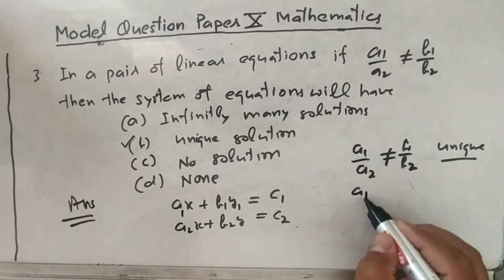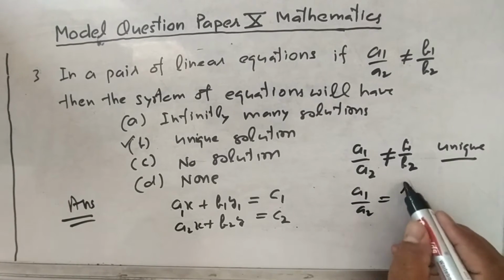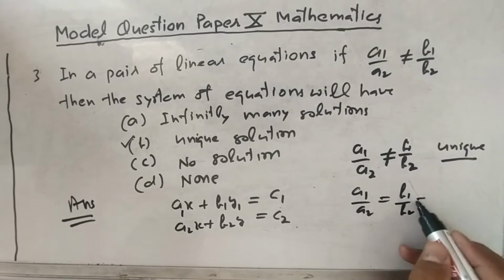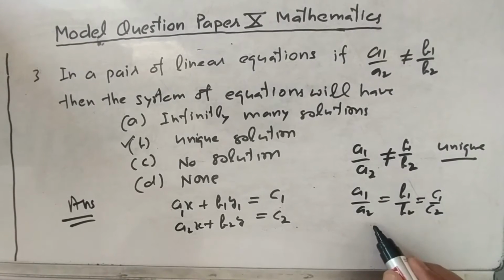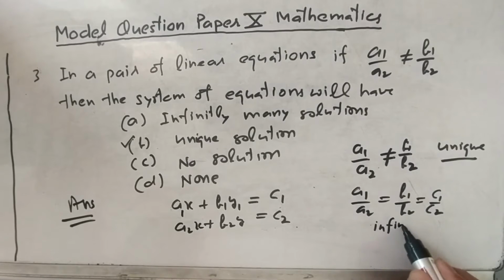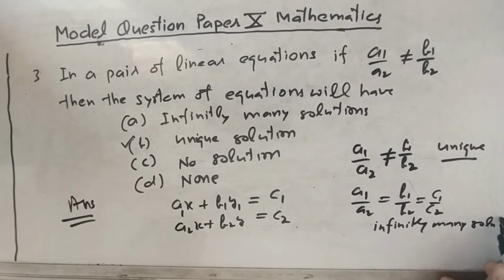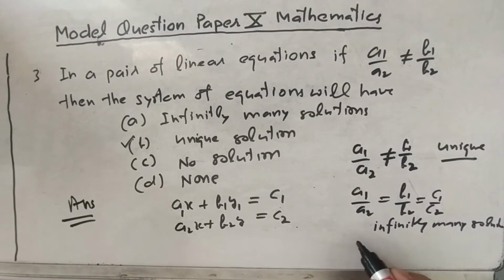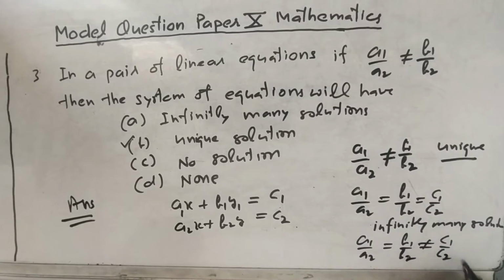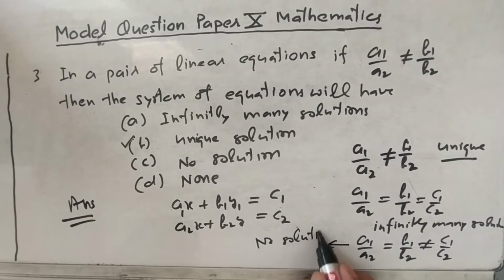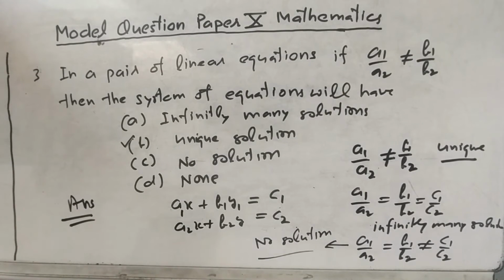But suppose if you have a1 over a2 equals b1 over b2 equals c1 over c2, then it has infinitely many solutions, children. And in case if a1 over a2 equals b1 over b2 not equal to c1 over c2, then children, it will have no solution. The system of equations will have no solution. So this is your question number 3.